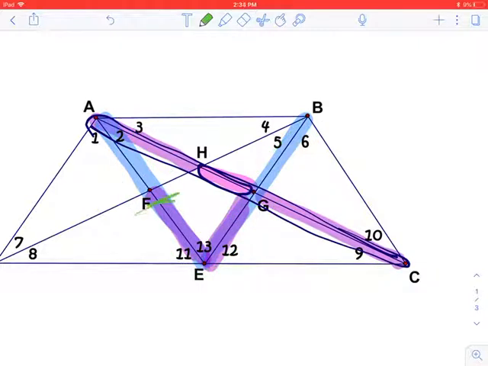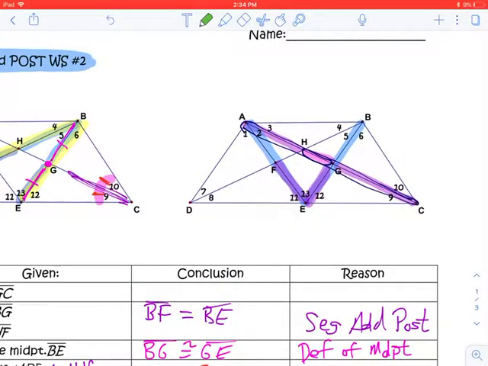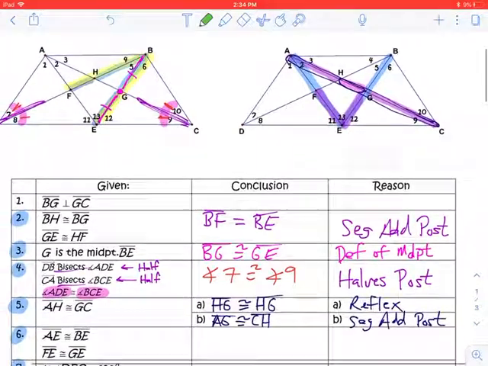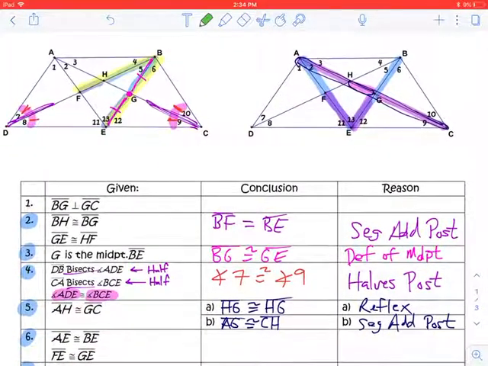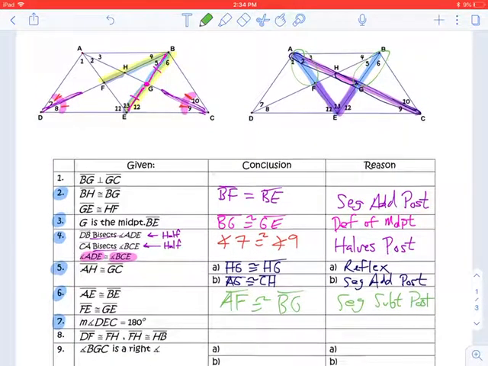If I take these two away, look at what parts I have, BG and AF. That's the subtraction postulate. I've got a whole minus the part to get whatever part's left. So in that case, AF congruent to BG. And that is by segment subtraction postulate that time.